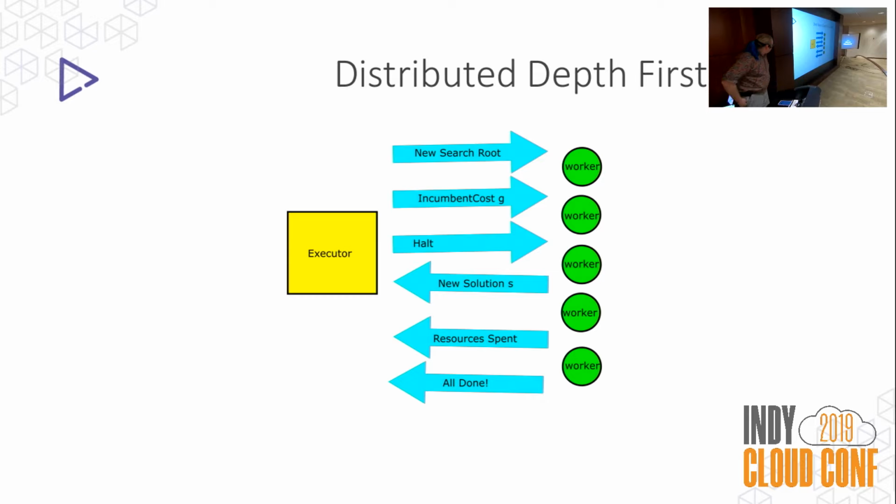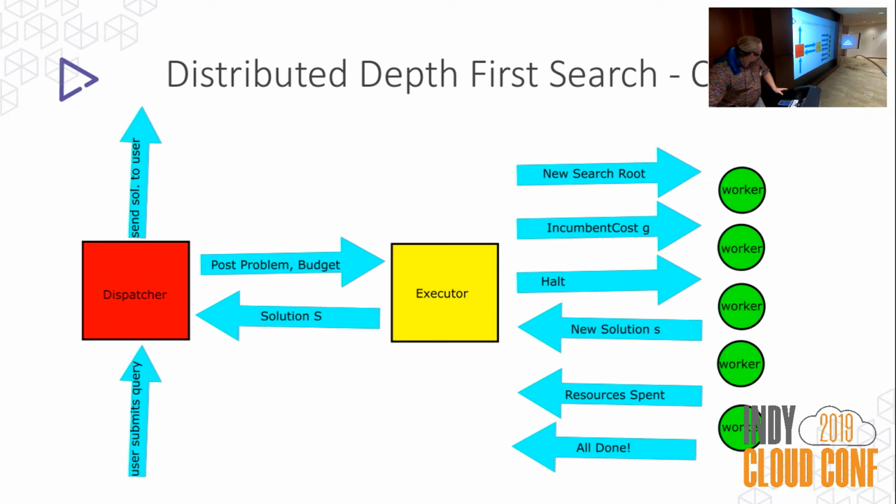So, the first thing we did was we distributed it exactly in this way, right? We have the executor, we have some workers, and we have some messages that go between them. We're going to have to add a little more infrastructure. And that infrastructure looks a little bit like this.